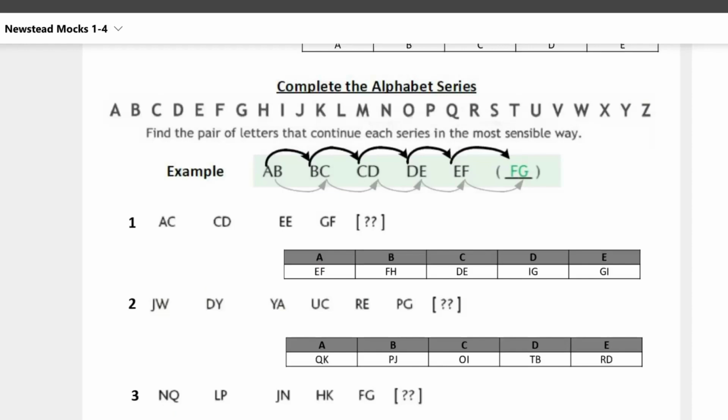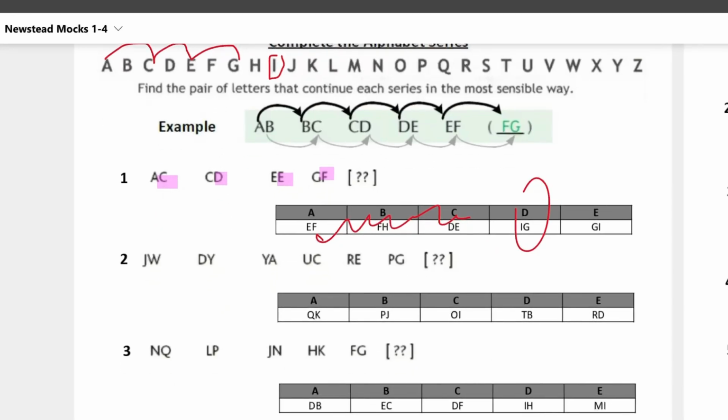For question 1 of Complete the Alphabet series, I'm going to focus on this last letter, which goes C, D, E, F, last one has to be G. You can cross these out, and then this one goes A, C, E, G, which means we're adding 2 each time. The next one has to be I, which means we get D. Question number 2.